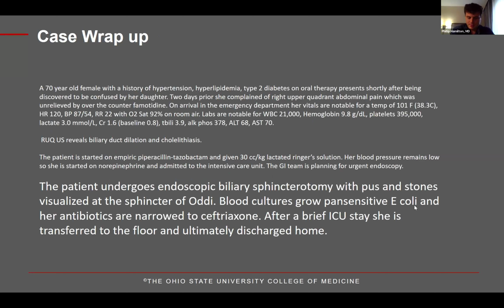Okay, so to wrap up the case, our patient undergoes endoscopic biliary sphincterotomy with pus and stones visualized at the sphincter of Oddi. Blood cultures grow pan-sensitive E. coli. Antibiotics are narrowed to ceftriaxone. After a brief stay in the ICU, she's transferred to the floor and ultimately discharged home.